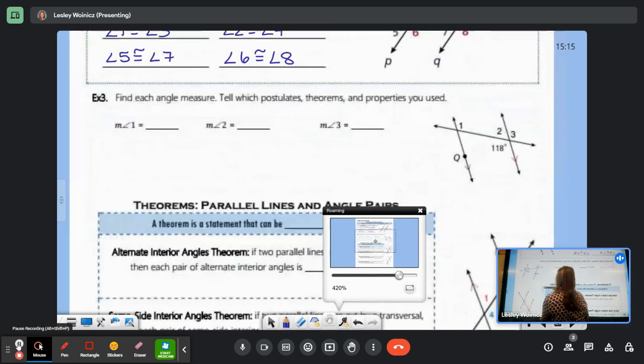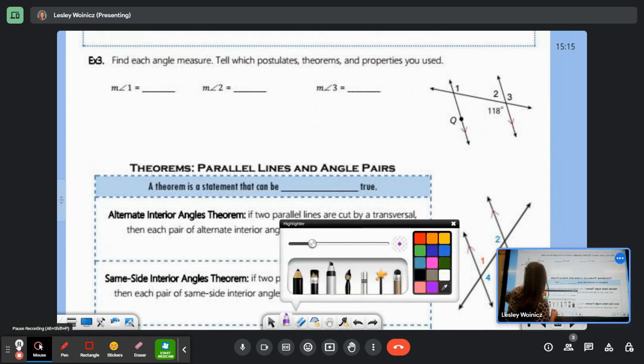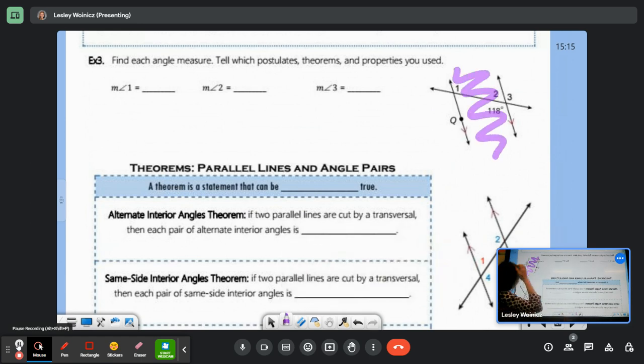All right, next one. Example 3. For each, find each angle measure. Tell which postulates, theorems, and properties you used. All right. So if I want to find the measure of angle 1, what is it according to this picture? I know that these two lines are my parallel lines. Here's my interior. What do you notice about these two? They're the same. Okay, why are they the same?